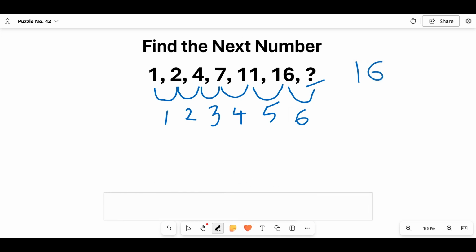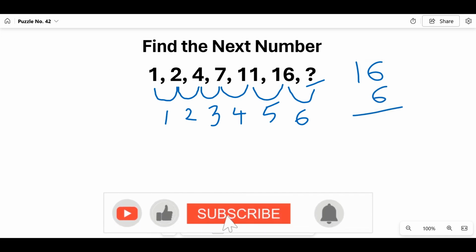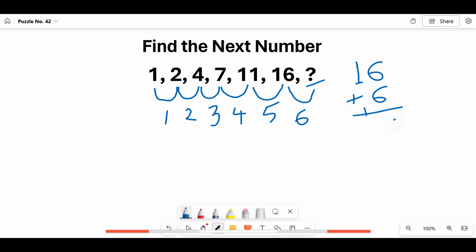So 16 plus 6: 6 plus 6 is 12, and this 1 plus 1 is 2. Therefore, the answer is 22. So the answer for this puzzle is 22.